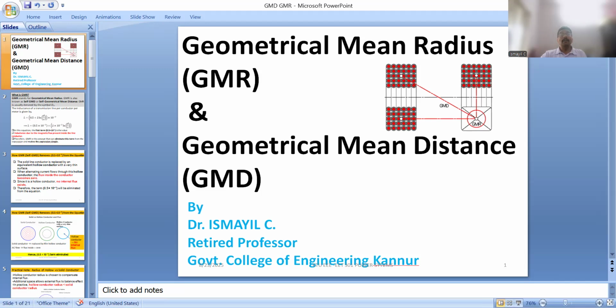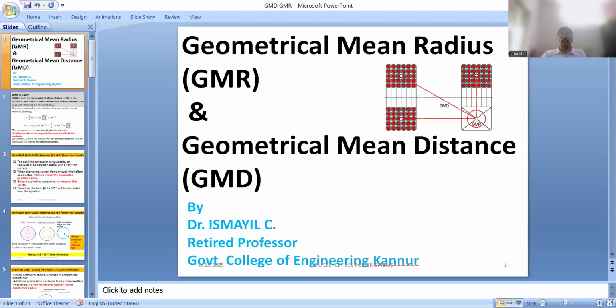What are the given data? The diameter of the round conductor is given, that is equal to 0.8 centimeter. What is the distance between them? That is the separation between conductors, D equal to 40 centimeter. That is also given in the problem. To confuse us, another data is also given, 50 kilometer long. That is the length of the transmission line.